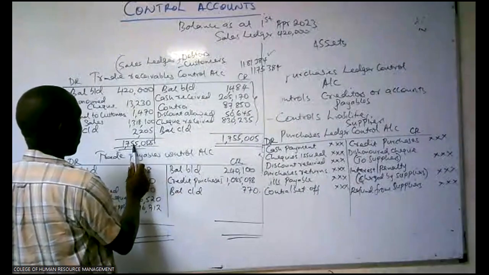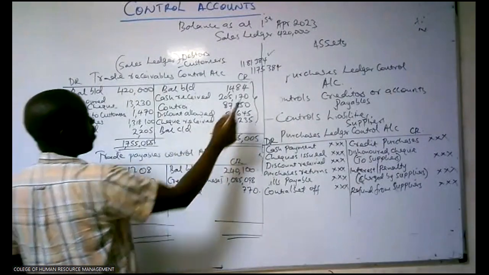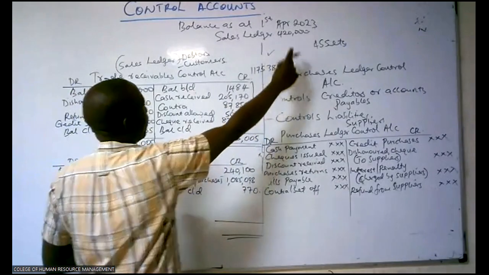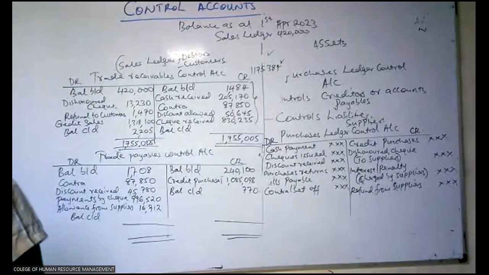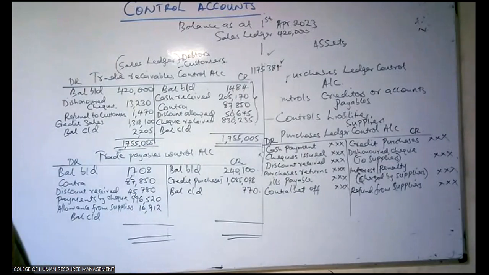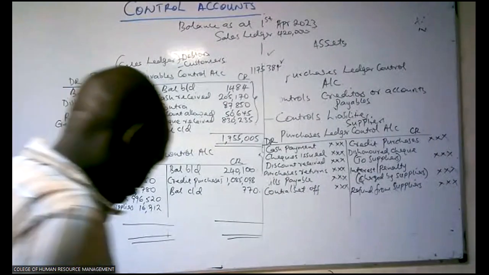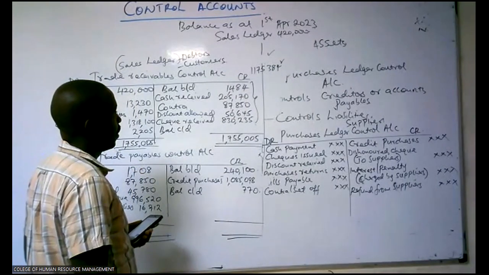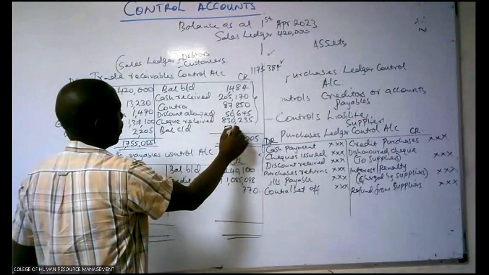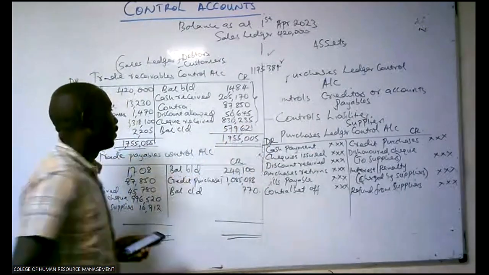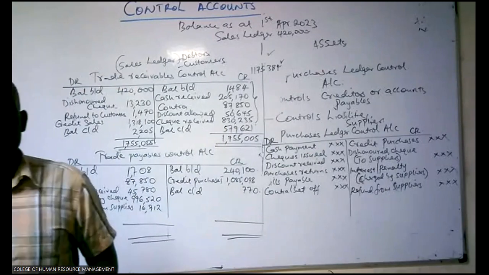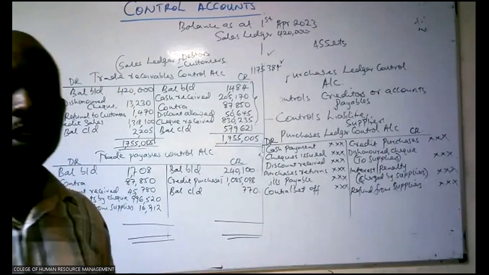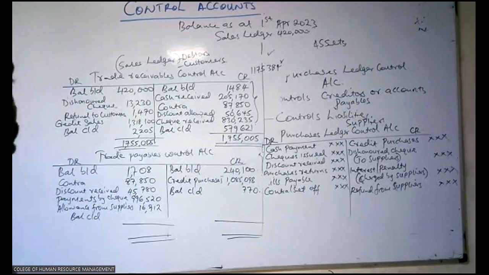Can you now take this 1,755,005? You minus that so that we can get the balance. $579,621. Good. And that is the end of that account, the sales ledger control account or the trade receivables control account.